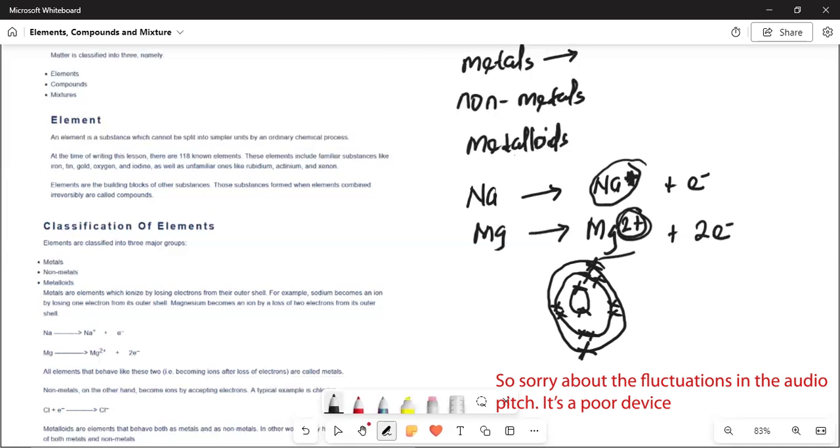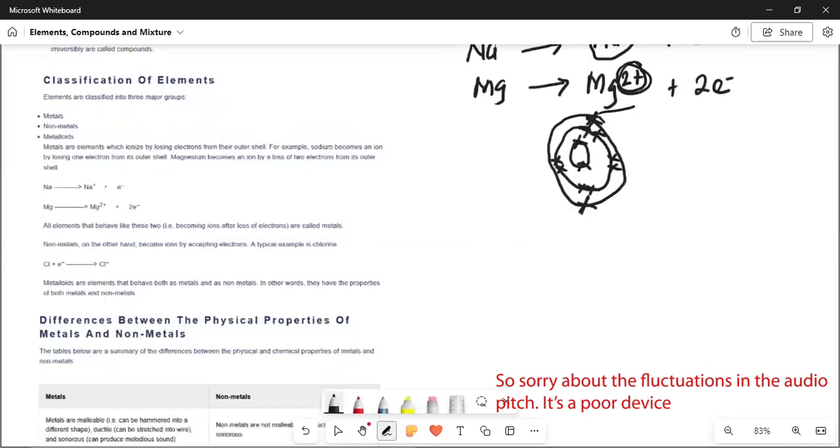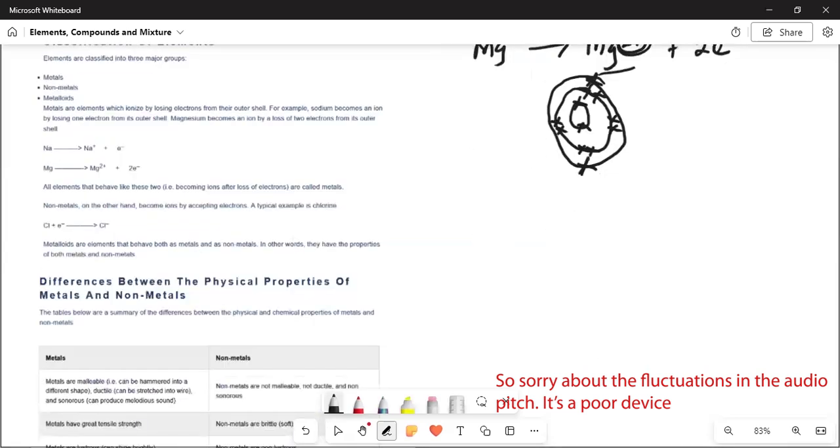Non-metals, on the other hand, gain electrons to become an ion. A perfect example is chlorine. Chlorine has 17 electrons. That is, the atomic number is 17. And because the number of protons is equal to the number of electrons, chlorine in its neutral state has no charge because the charges cancel out. Protons are positively charged while electrons are negatively charged. So if the numbers are equal, then the charges will cancel out.